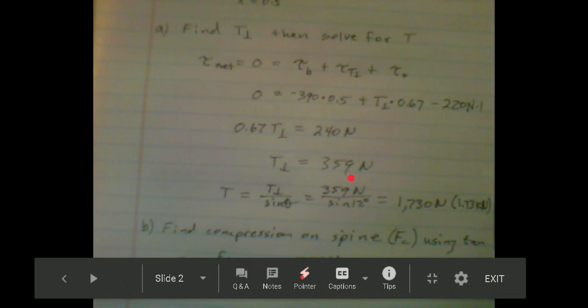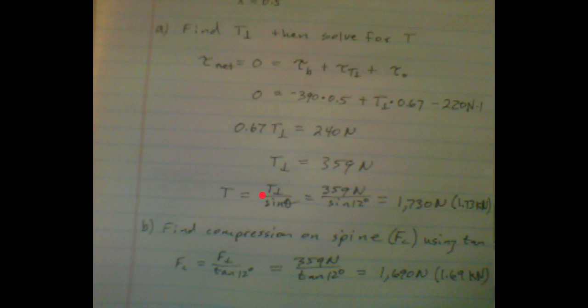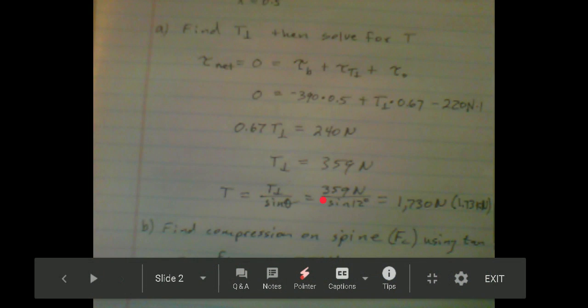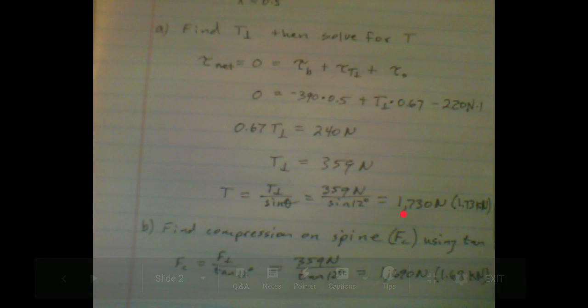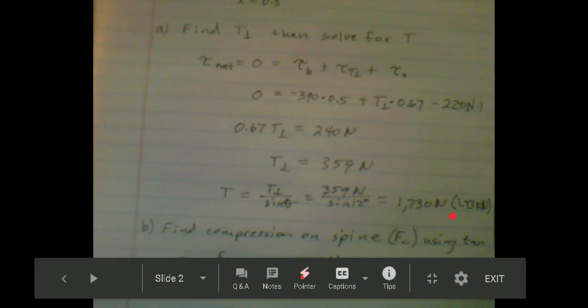Then to find the tension, I'm going to just use trigonometry. And the tension is the hypotenuse, so it'll be the perpendicular force divided by sine theta, which will be 359 newtons divided by sine 12 degrees, which gives us 1,730 newtons, or 1.73 kilonewtons.